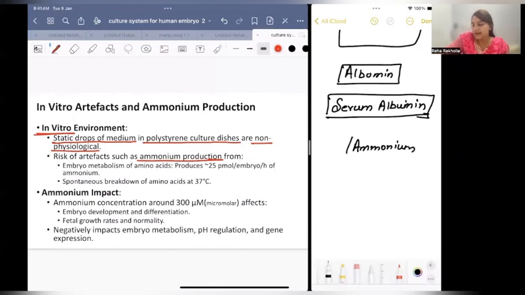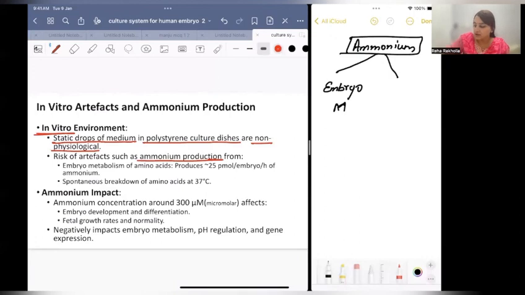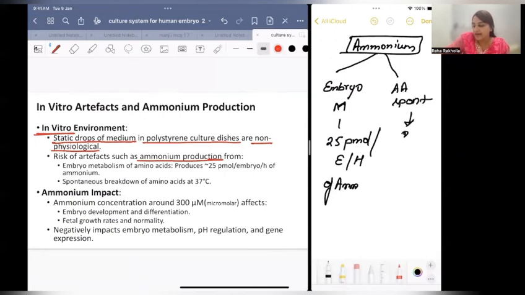Ammonium production can be by, first, embryo metabolism. In this, 25 picomole per embryo per hour of ammonia is formed. And second, due to spontaneous amino acid breakdown at 37 degrees Celsius. These two contribute to the ammonium production.